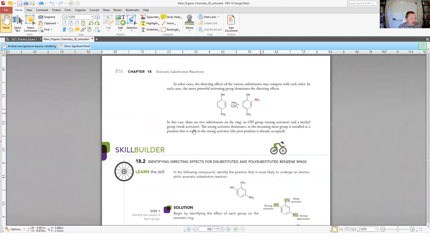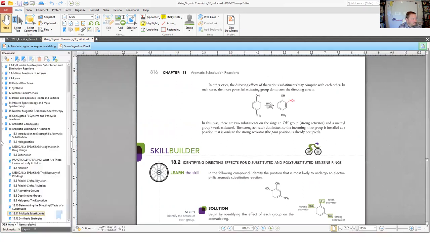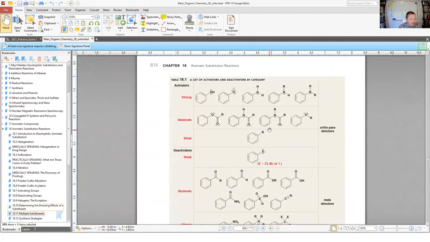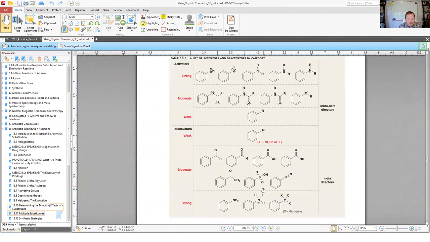So you just need to go to that list of which directing groups go where, this table right here. The further it is towards the top here, the more it controls what's going to happen. Because the strongest activators are at the top here and the strongest deactivators are at the bottom.